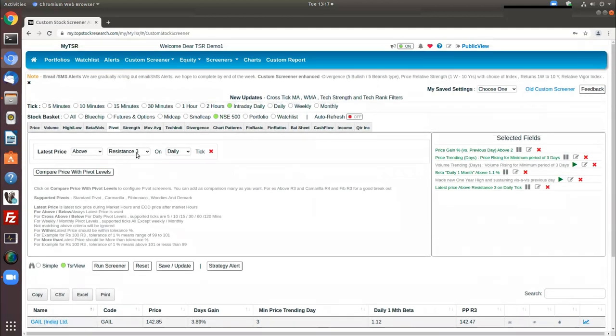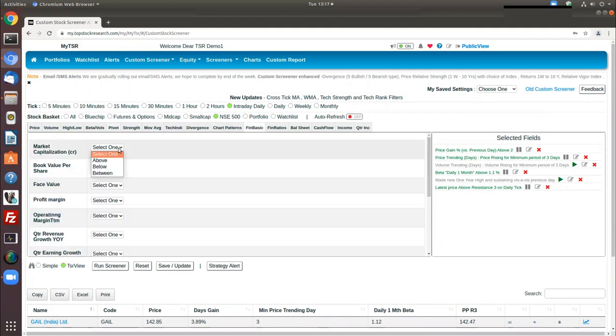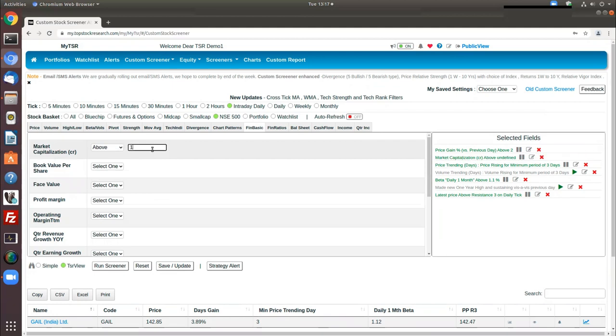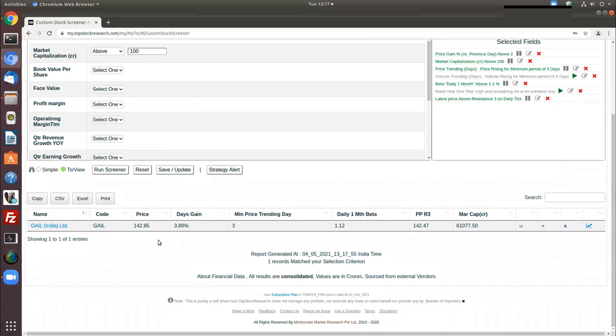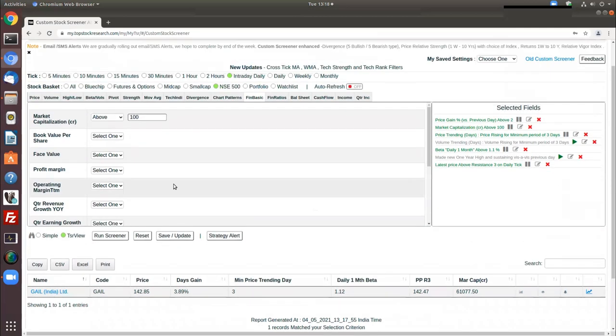Similarly, you can add financial information. Let's say I'm looking for stocks above 100 crores. See if we get, yeah, GAIL is more than 100 crores. In fact, it's 60,000 crores market cap. So this is how you can incrementally build the query. You can pause a filter. You can start again, enable the filter. You can remove this filter.